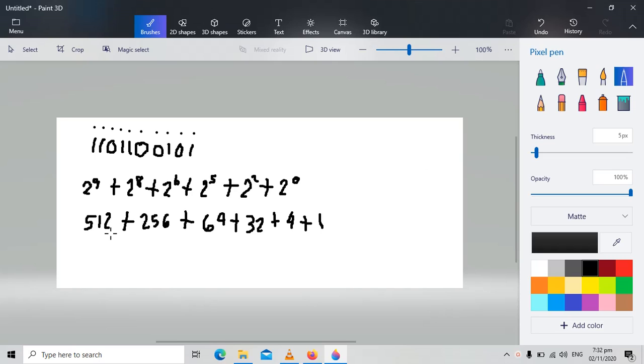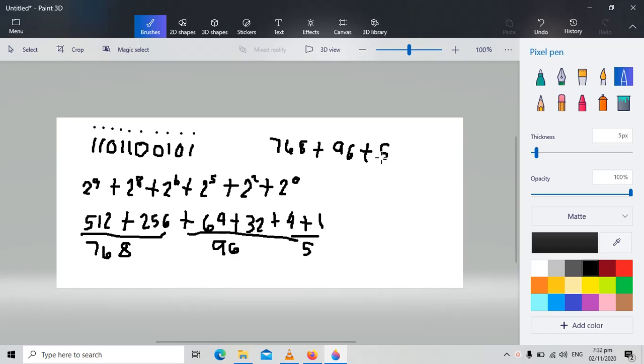512 plus 256 is 768. 64 plus 32 is 96. And 4 plus 1 is 5. 768 plus 96 plus 5 equals 869. Alright, now we have the decimal number of the binary number here.